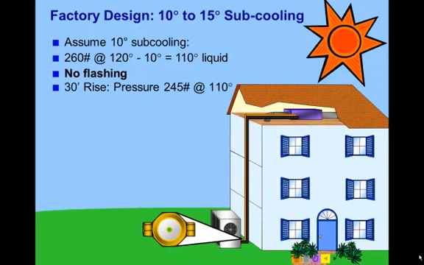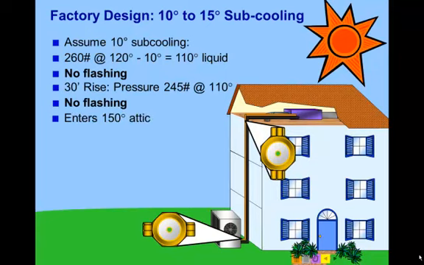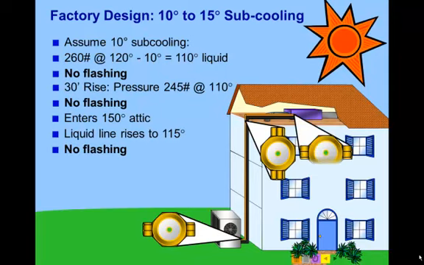30-foot rise. Remember, the pressure at 240 pounds, 5 pounds is 110 degrees. No flashing because we're at or below the 110 degree flash point. We enter the attic at 150 degrees. The liquid line rises to 115 degrees. There is no flashing at this point.